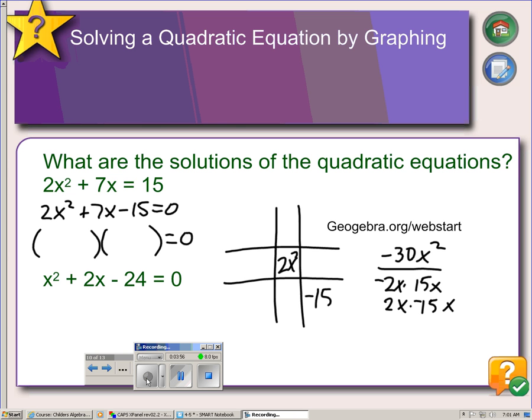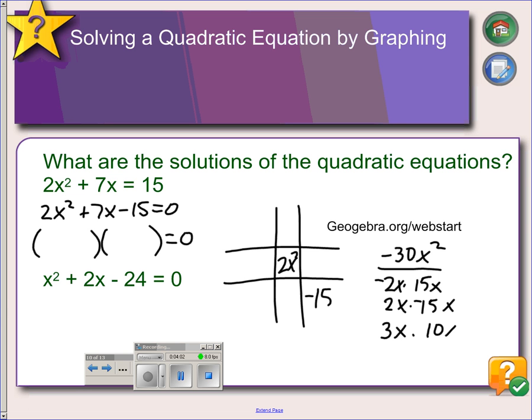But 2 and 15 don't add up to 7. So how about 3 times 10? And one of the numbers has to be negative. And we want it to add up to positive 7, so we can choose this combination. So we can put them in here, negative 3x, 10x.